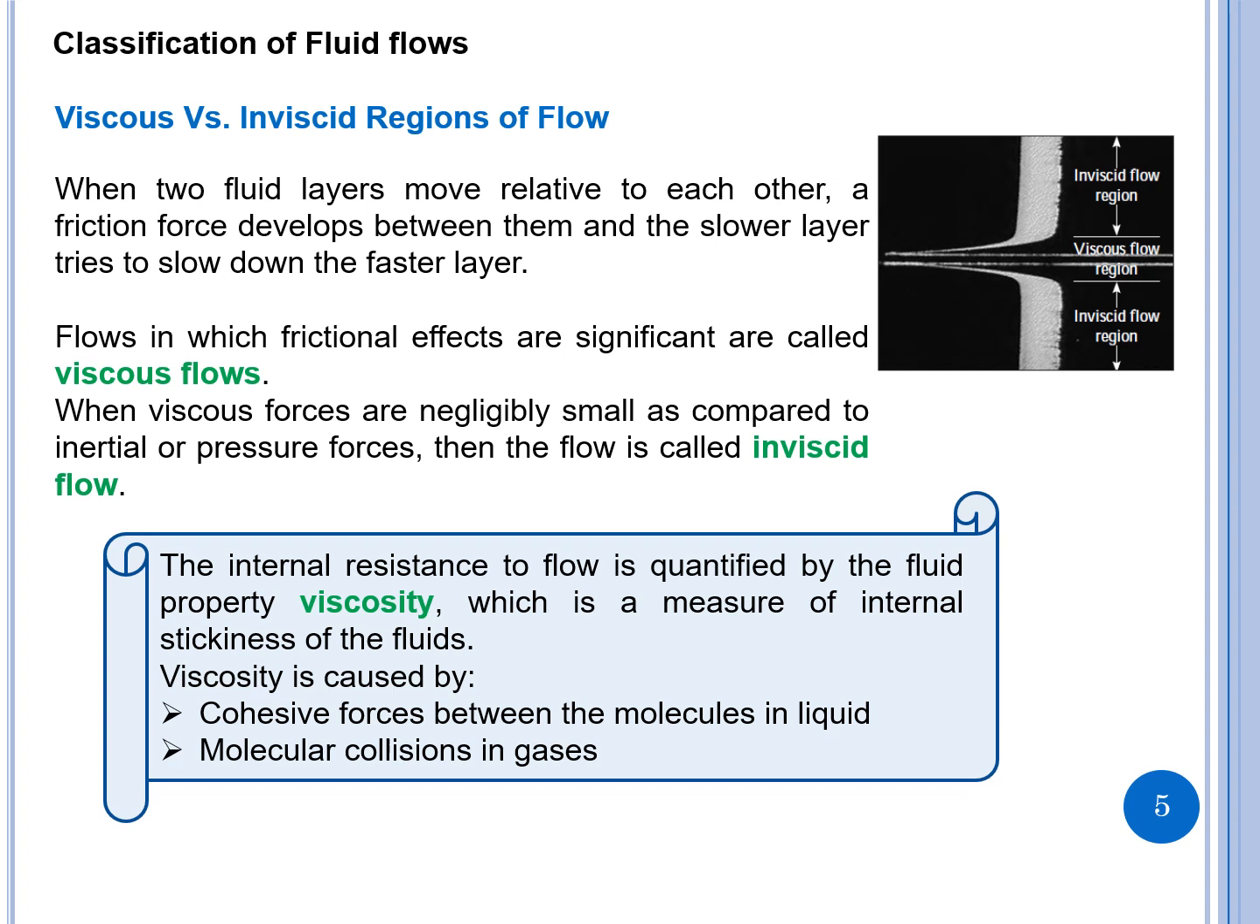Now let's talk about classification of fluid flows. Fluid flow's first classification can be viscous and inviscid. As it is clear from viscous, there is going to be higher viscosity between layers of the fluid. So in other words, when the frictional effects are dominant in a fluid flow, then the flow is called viscous flow.